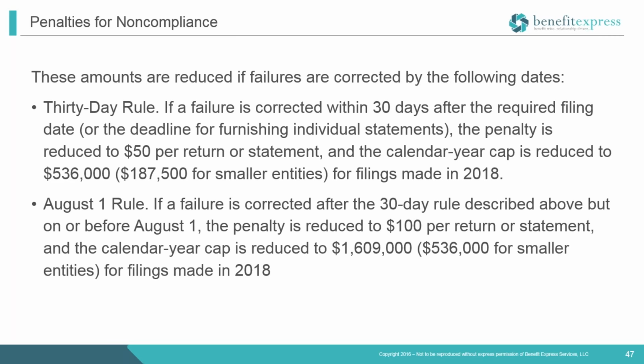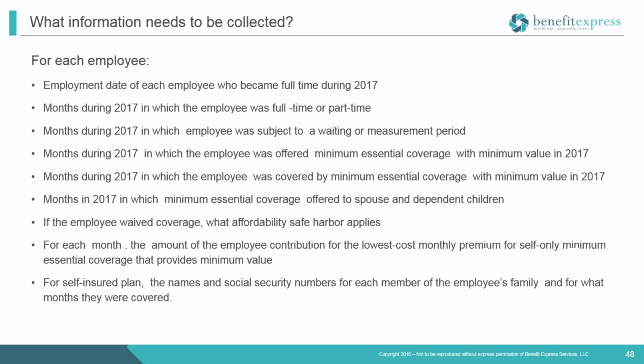Now, if you decide to file late, there's a 30-day rule, and the penalty is reduced to $50 per return. And if the failure is corrected after the 30-day requirement or on or before August 1st, the penalty is reduced to $100. So again, try to get them on time. There's a 30-day rule. There is an August 1st rule.